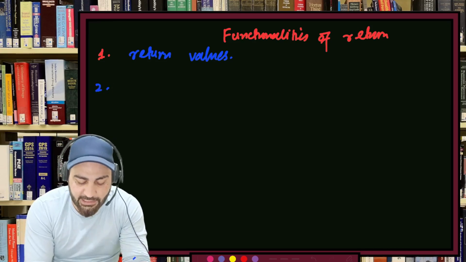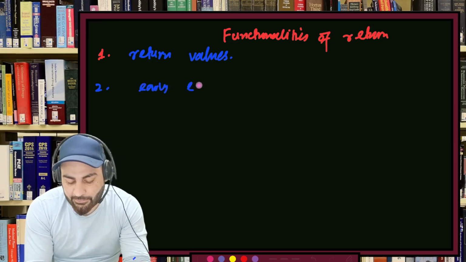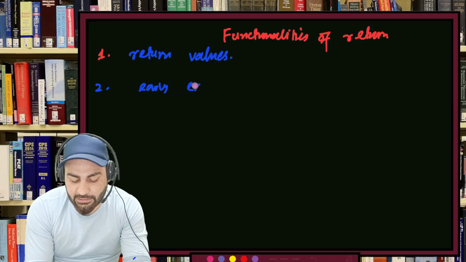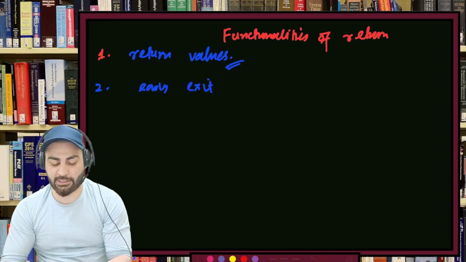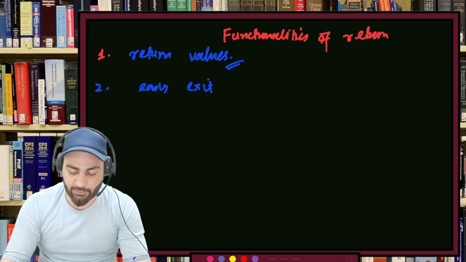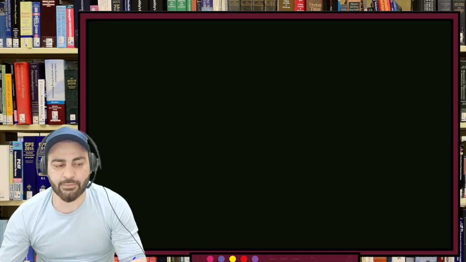The second functionality is early exit, so you can exit these things early. I think we should first go to the coding window and deal with returning values, and then we'll see what early exit is. Okay, let's start with this.